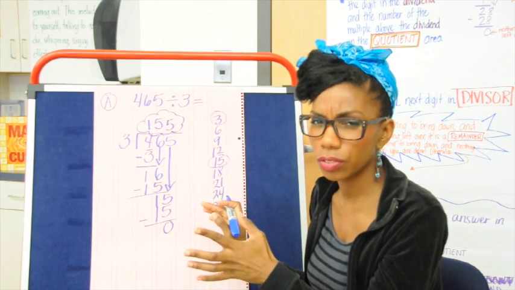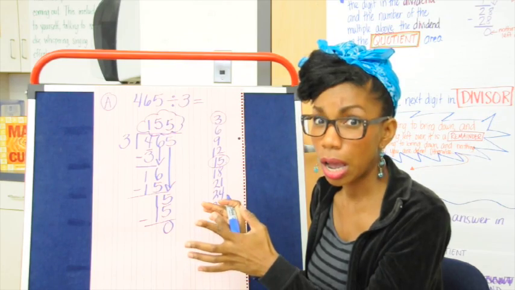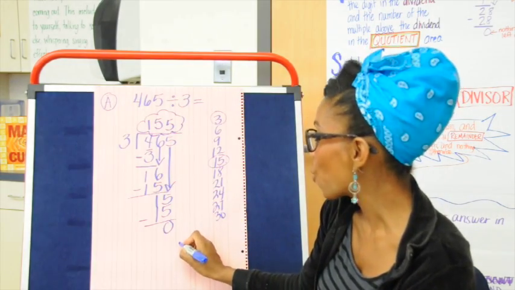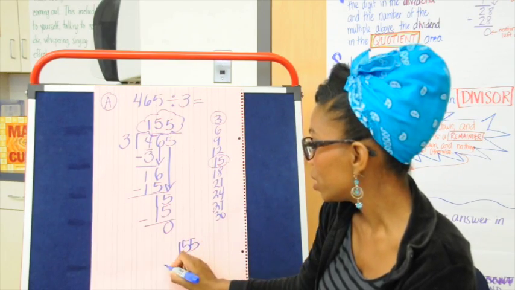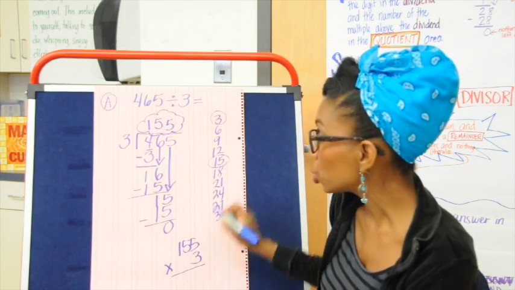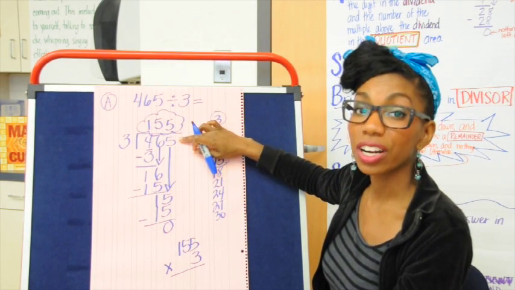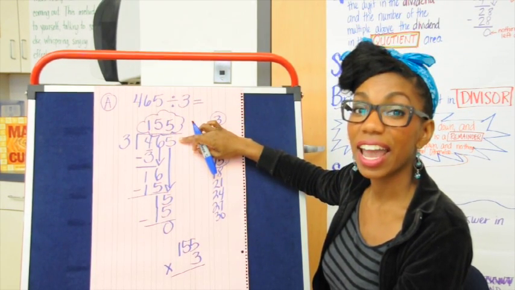How can I check a division problem? Multiplication! Yes, I can multiply. 155 times 3. Now, my answer will be correct if I actually get 465 as my answer.